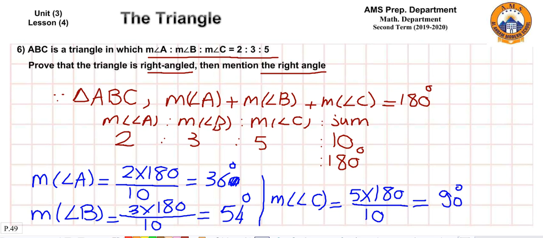Okay, so our right angle is C. Mention the right angle: we can say that angle C, this is our right angle.